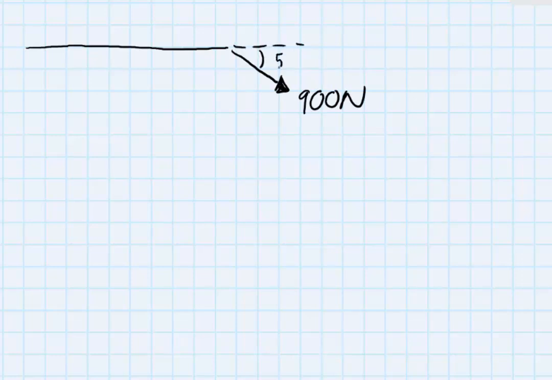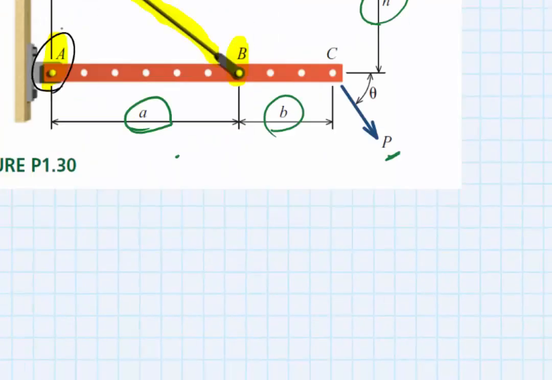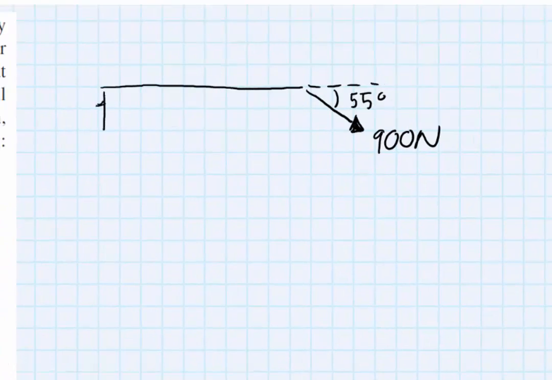I'm going to just draw a line with force P that I'll put as 900 newtons, and that's 55 degrees below the horizontal. Because point A is a pin connection, we're going to have a reaction in the Y, so that's RAY, and a reaction in the X, that's RAX.